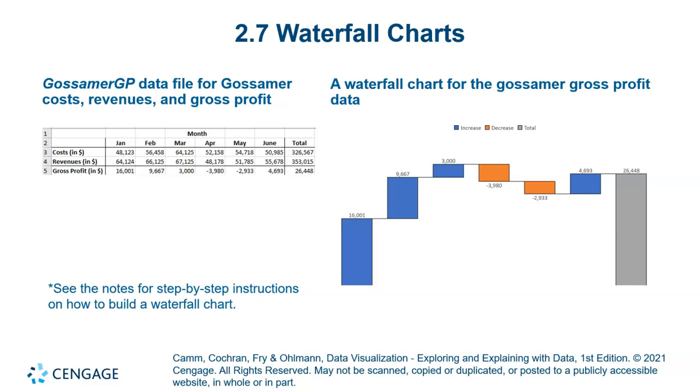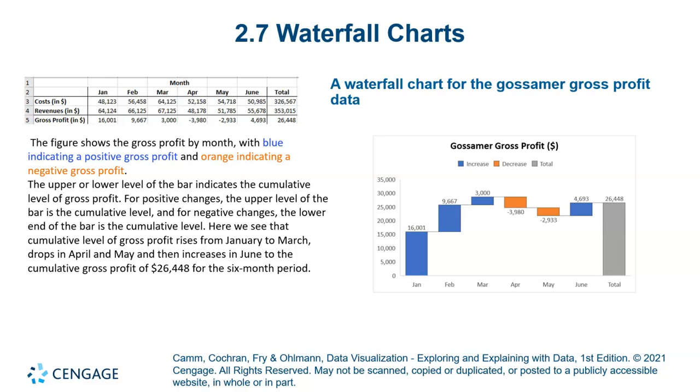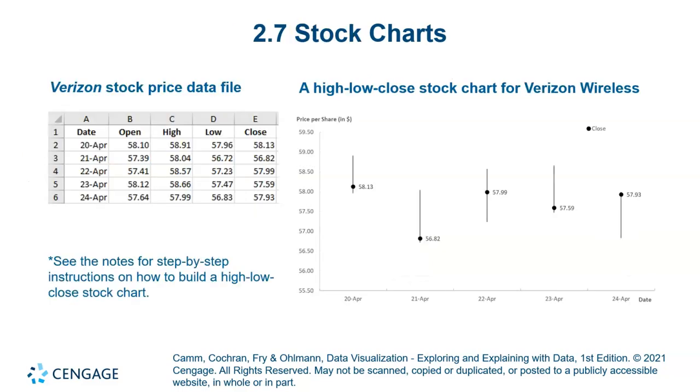So the blue one, there is a profit of $3,000 and then $9,000 and $16,000. While in the orange there was a loss or decrease of $3,000, 3,980, and then 2,933 in the two orange. And then the profit on the right hand side is 4,693, and the total you can see is 26,448. So the total means the cost and the revenue together. So this is more explanation. You can go through that one. You can stop the video and read it more.